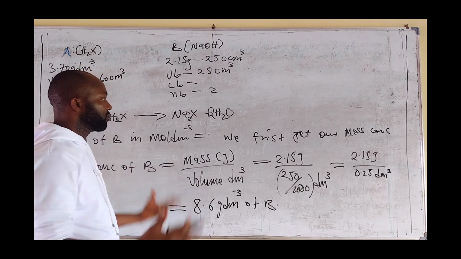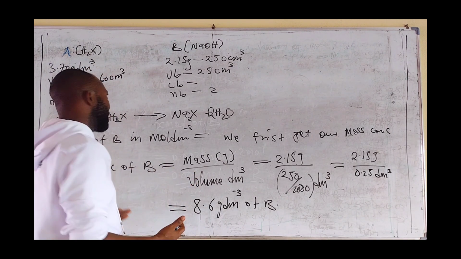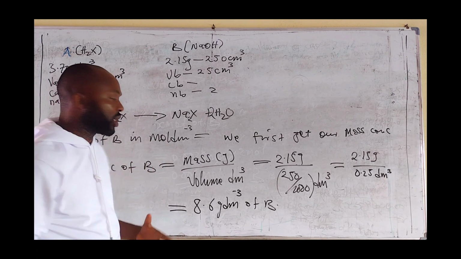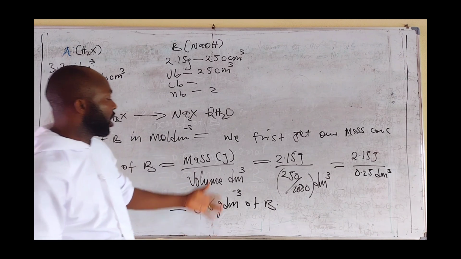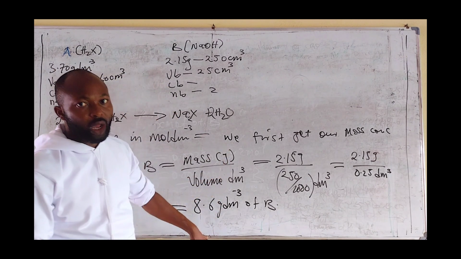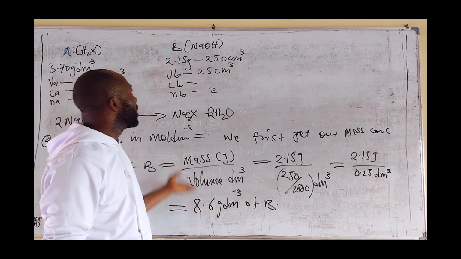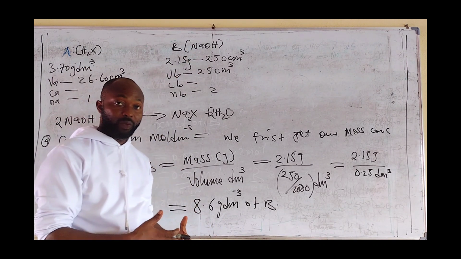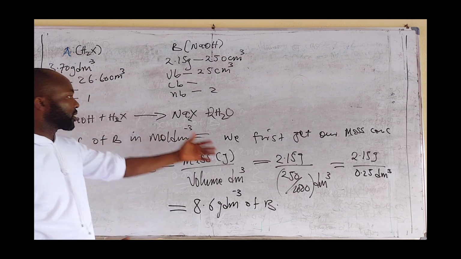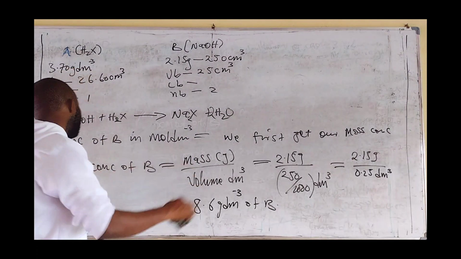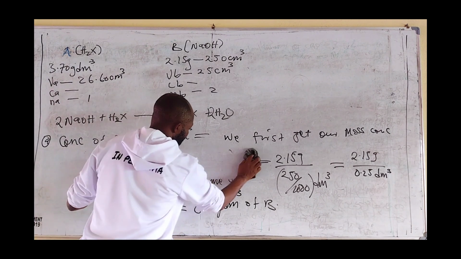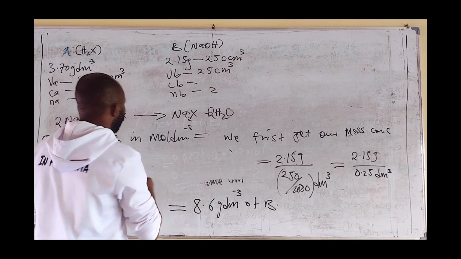Now we can deal with the formula which I said, molar concentration. Remember they are asking us to get the molar concentration of the base. So the molar concentration of the base is mass concentration over relative molecular mass. I've gotten my mass concentration of B. The relative molecular mass is 40. So this divided by 40 will give me the molar concentration of B. So permit me, let me clean this so that I can proceed. Now, let me put it up here.